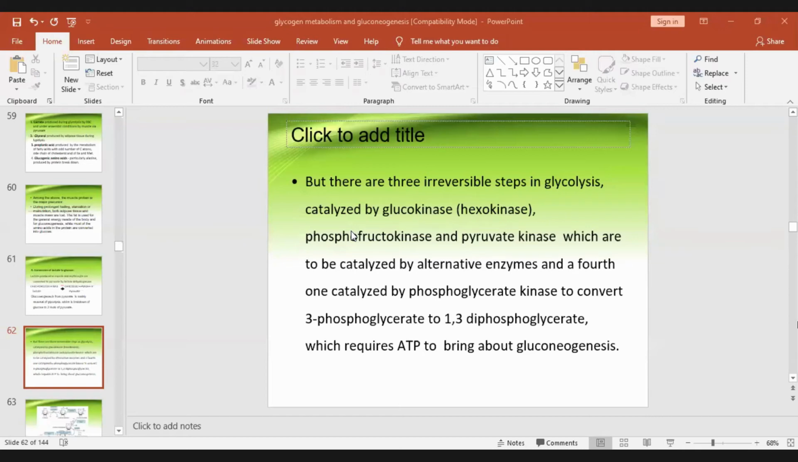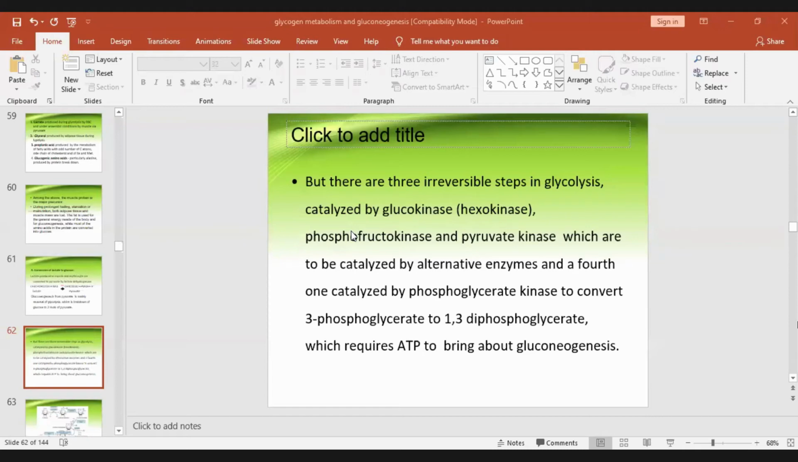Pyruvate carboxylase is present in mitochondria. It is a mitochondrial enzyme, whereas pyruvate is formed in glycolysis, which takes place in the cytosol. First, let us see the action of pyruvate carboxylase. In the presence of ATP and carbon dioxide, this enzyme requires biotin as a cofactor. In the presence of that, pyruvate is converted to oxaloacetate.